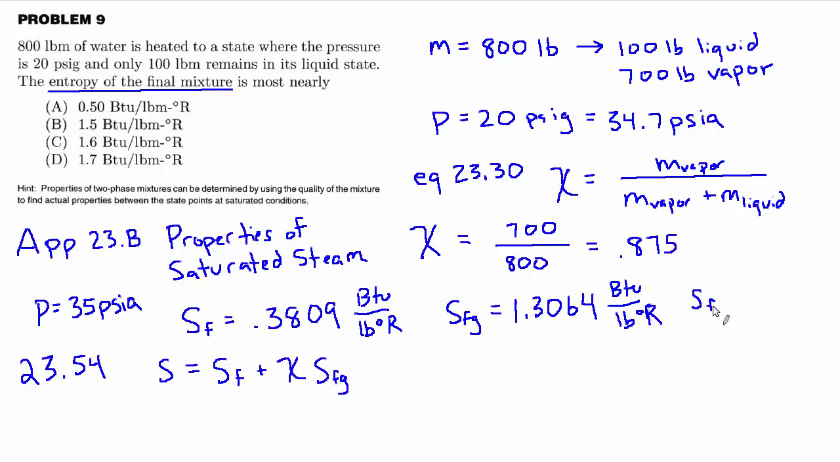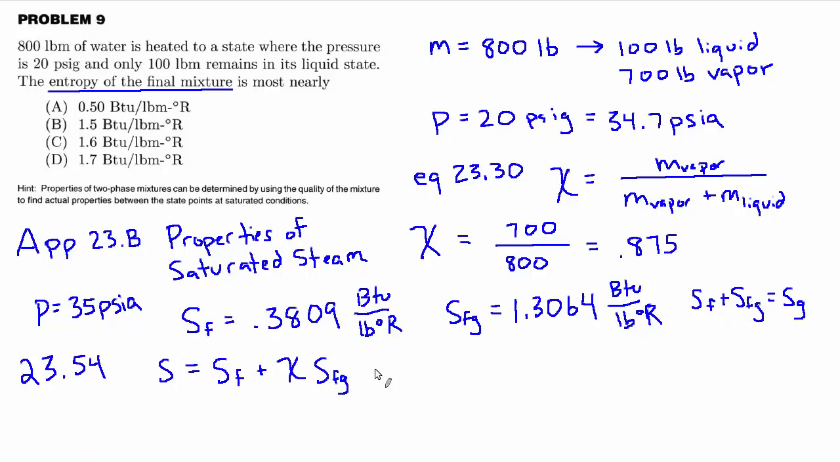Always remember s_f plus s_fg equals the entropy of pure vapor or gas, s_g. So this is true for entropy. It's also true for enthalpy, specific volume, and internal energy.